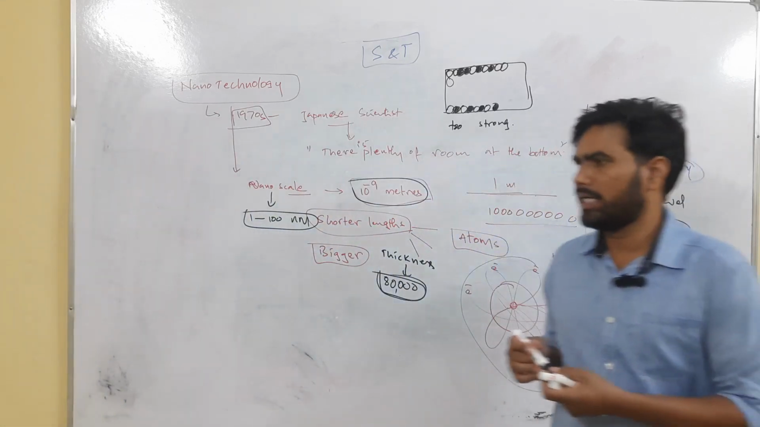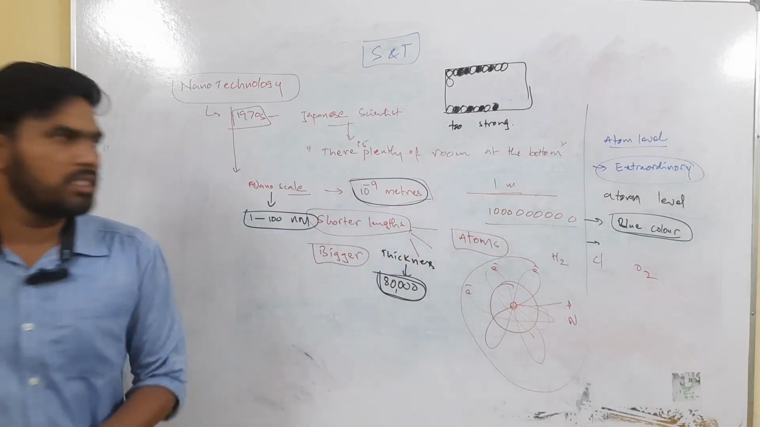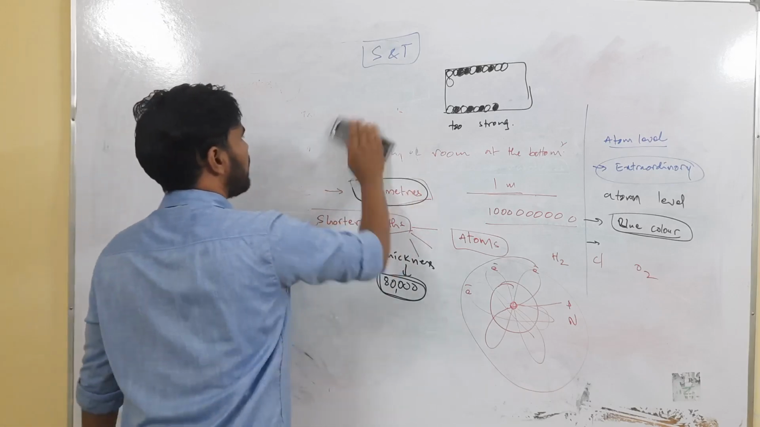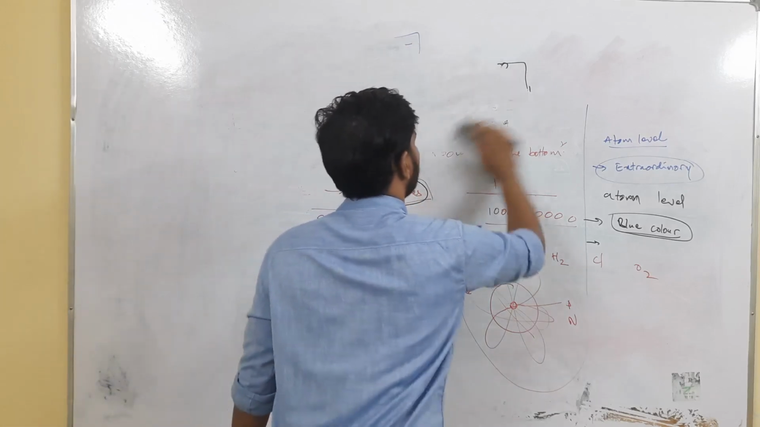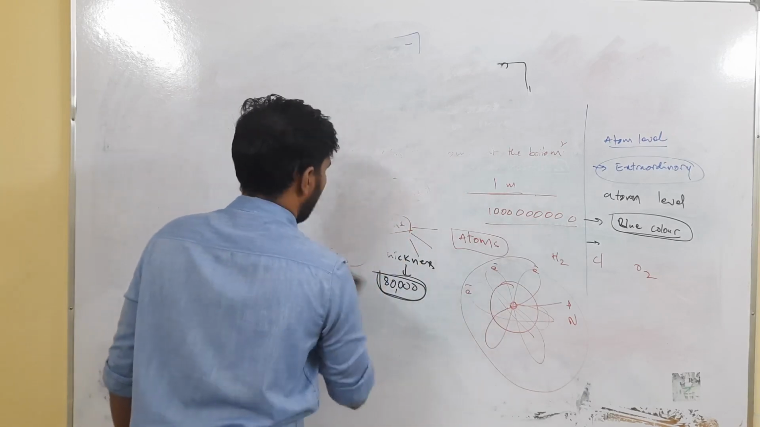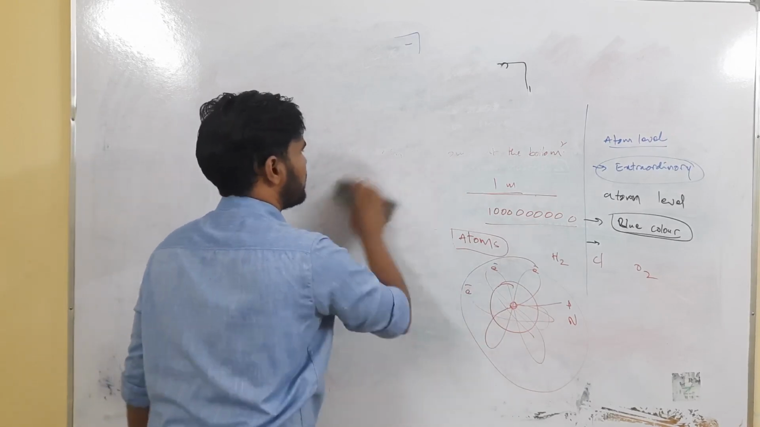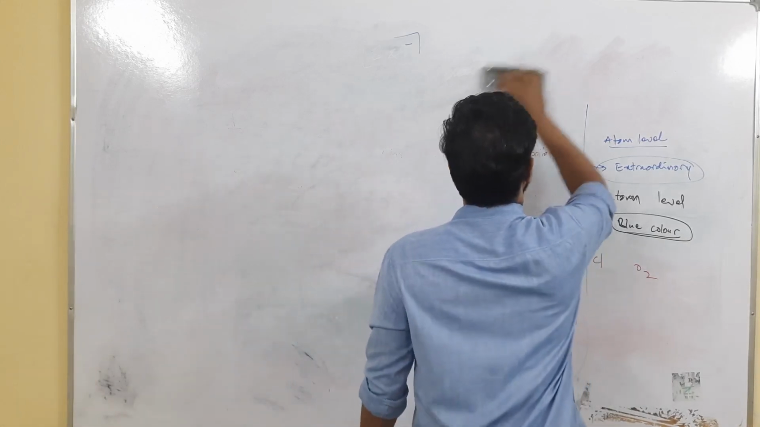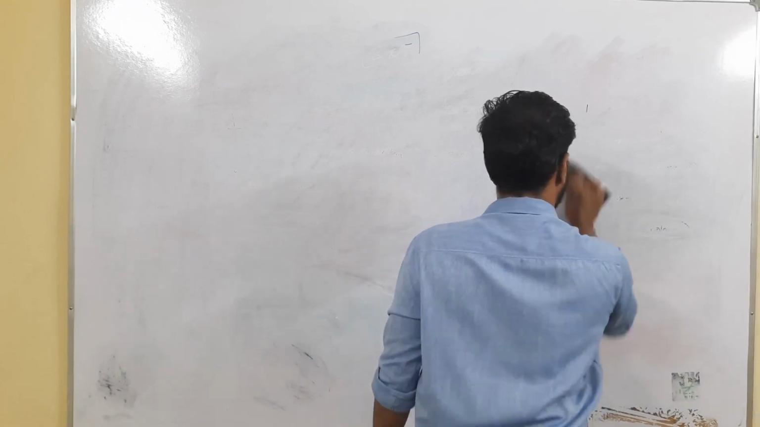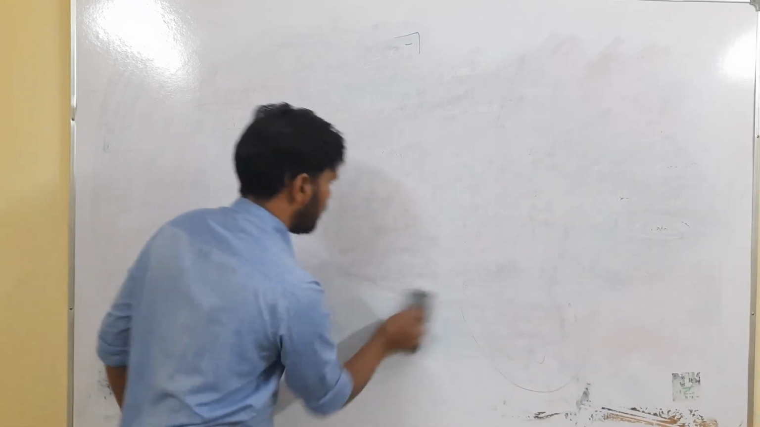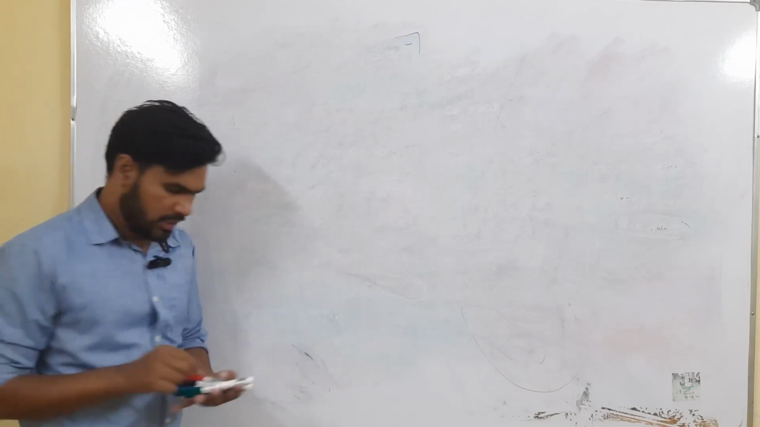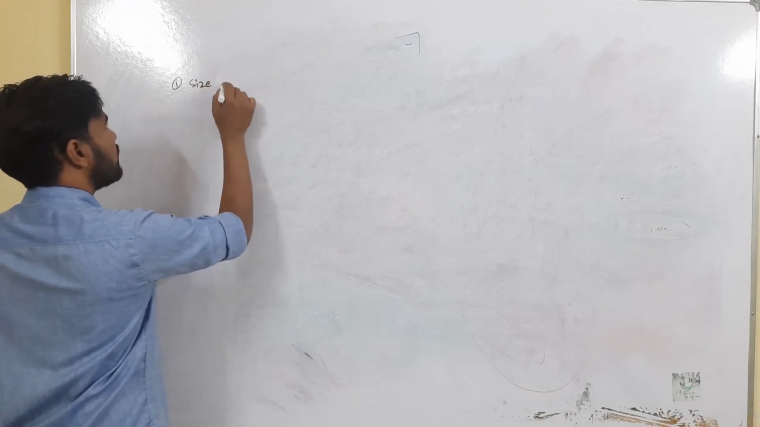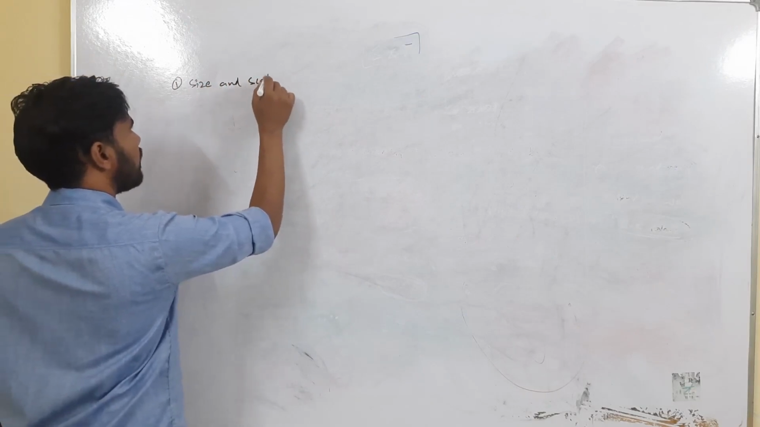So this is briefly about nanotechnology. It has two special characteristic features. We will understand those two special characteristic features, then we will go to the applications. The first physical feature is size and scale.